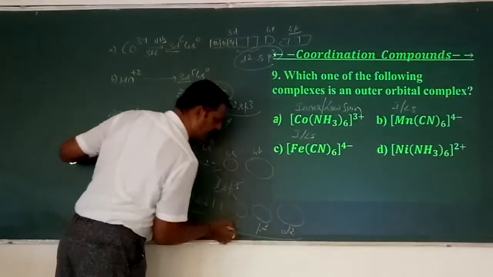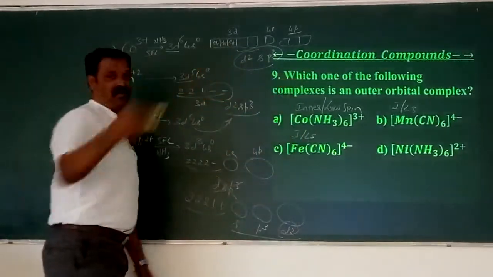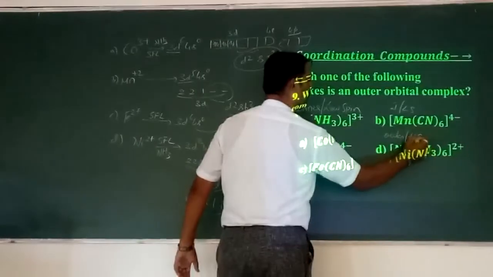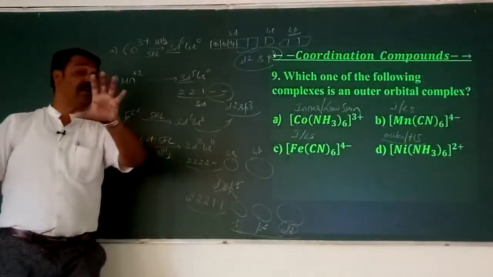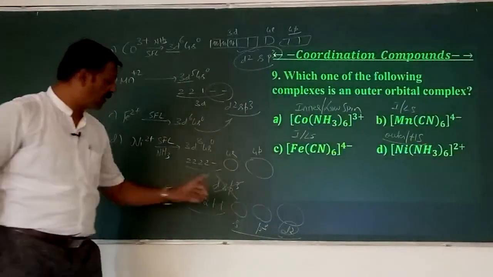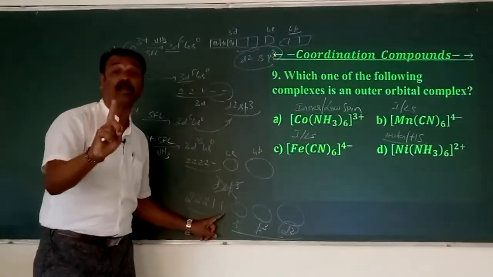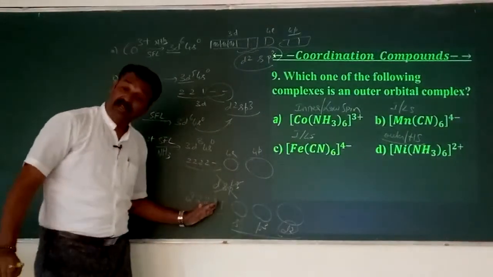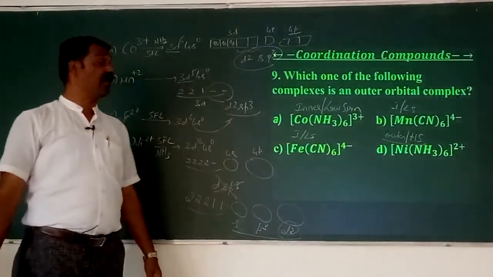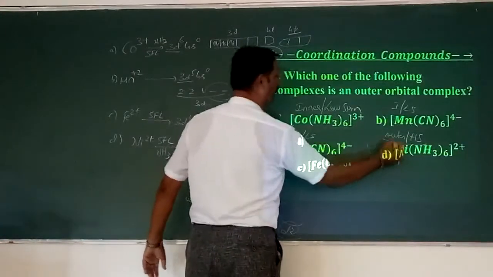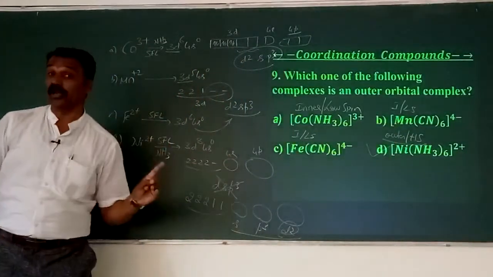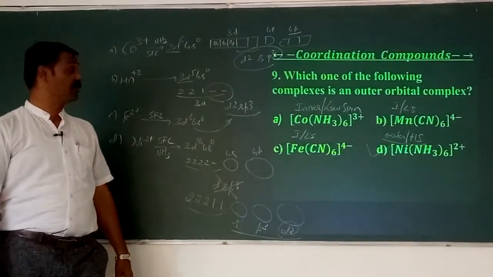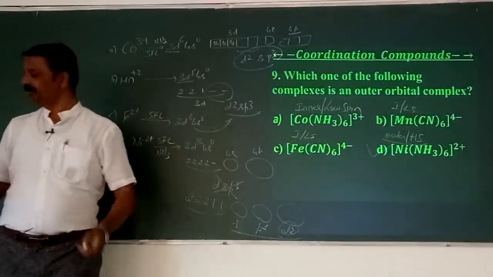Here it is d. Means d is outer. Hence it is called as outer orbital complex, or also called as high spin complex. Even though NH3 is a strong ligand, as there is availability of only one vacant orbital to make that coordination number as 6, we can't take the inner d, but we can take only the outer d. Hence we can expect the complex to be outer, even though ammonia is a strong ligand. It is going to be the nickel hexammine 2 plus complex. Okay. So I think 9d.